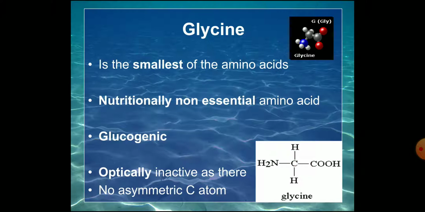Sometimes the question will come: name the optically inactive amino acid and write the important products formed from it. Then you have to know which amino acid it is. Glycine is the optically inactive amino acid, which is the smallest of all amino acids and is nutritionally non-essential.